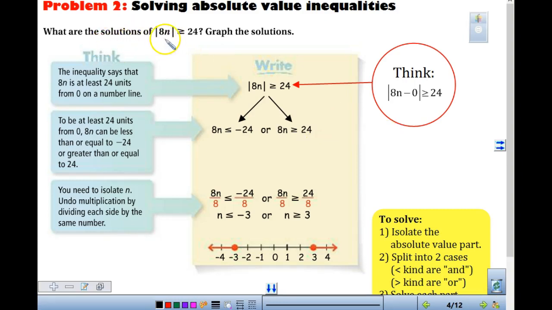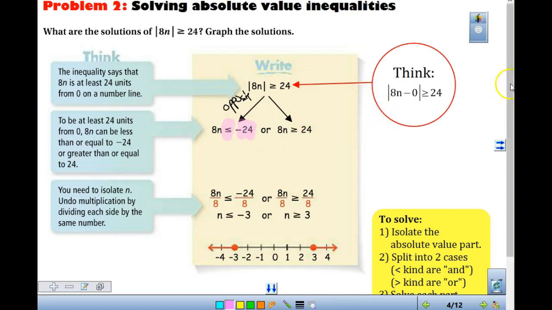So if we are looking at this next part, the solutions for the absolute value of 8n is greater or equal to 24. First thing you want to think about with the inequality is you have to get that absolute value by itself. It is at least 24 units from 0, which means it could be less or equal to 24. This is the opposite. When you look at this opposite, I want you to notice what they took the opposite of. They took the opposite of the inequality and the opposite of the number.